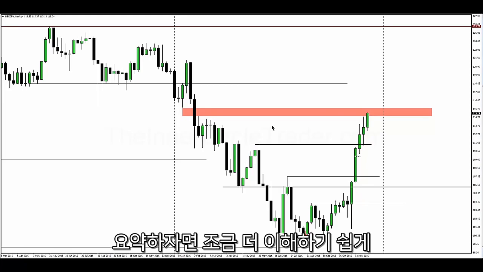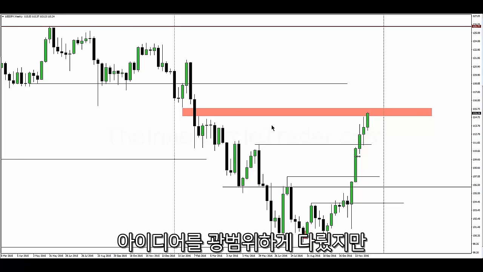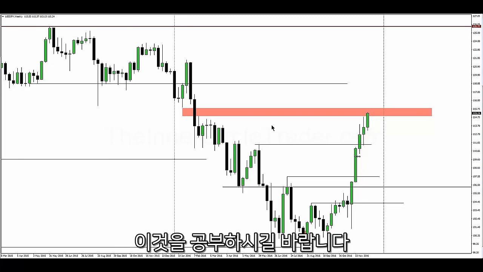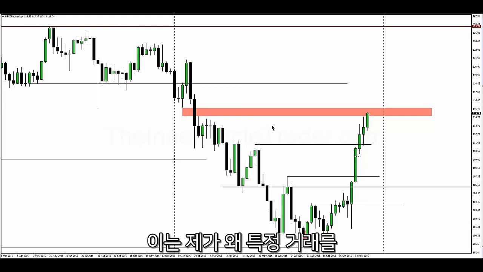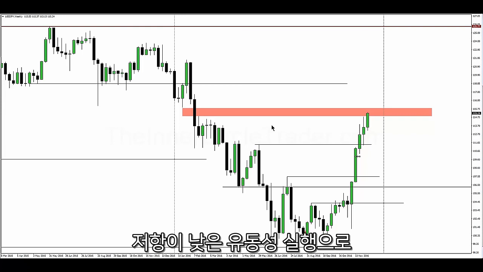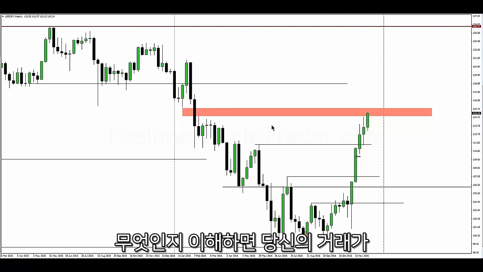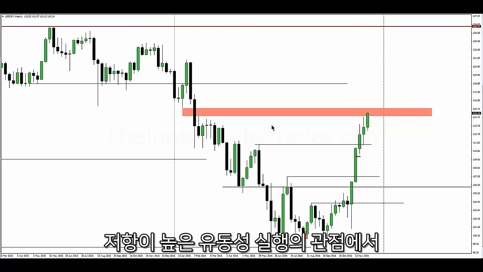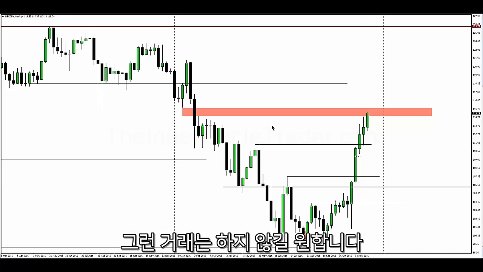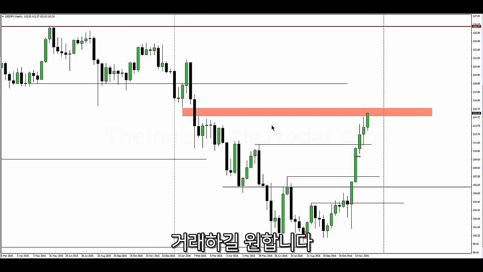So, in summary, to make it a little bit easier to understand, because I was a very broad brush with a lot of the ideas, I want you to study this because it helps you get to why I look at certain trades as low resistance liquidity runs. And that way, if you understand what a low resistance liquidity run is, you will know what your trades are not in terms of a high resistance liquidity run. You don't want that to be a trade that you're trying to take. You want to be trading with the least resistance.